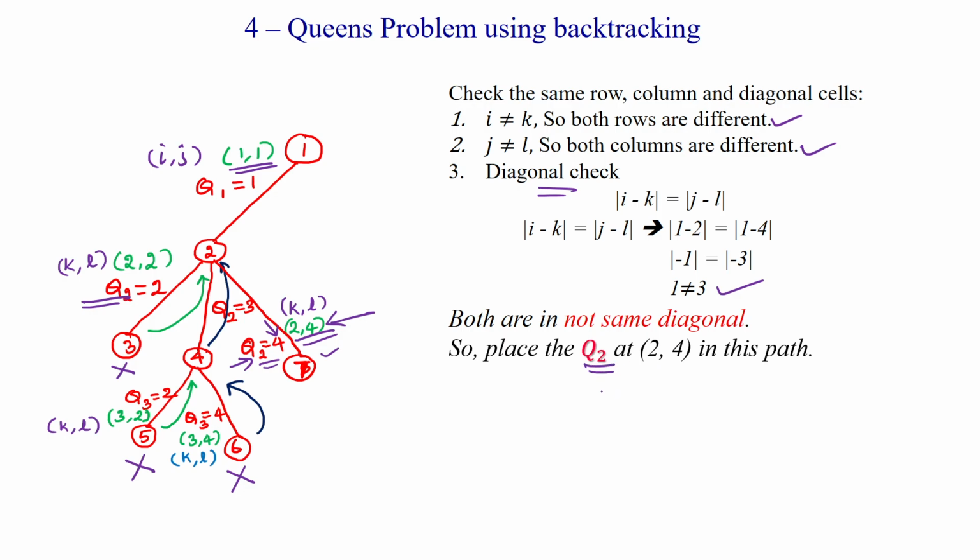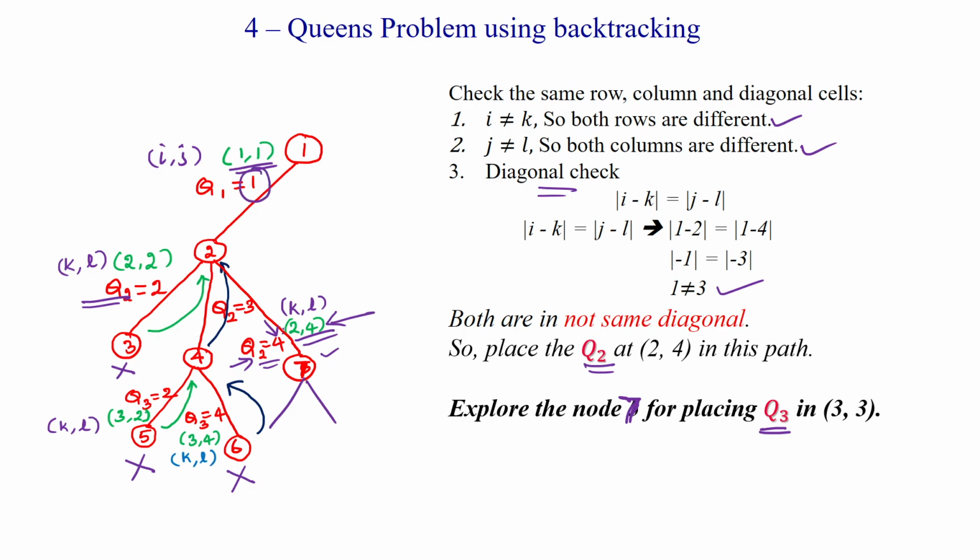After that, now we can explore node number 7. Explore node number 7, for placing queen 3. This has two options. One is already selected: the fourth column is selected for the second queen, so queen 3 can be placed in either the second column or the third column. So two options are there.